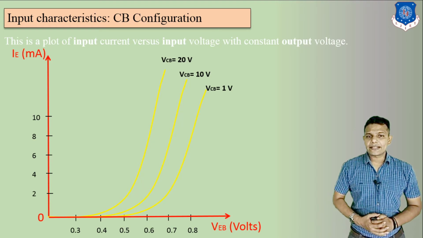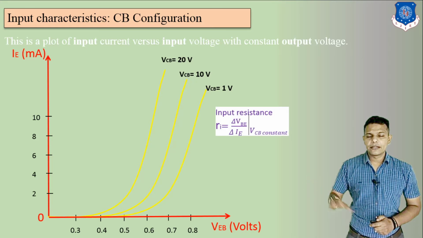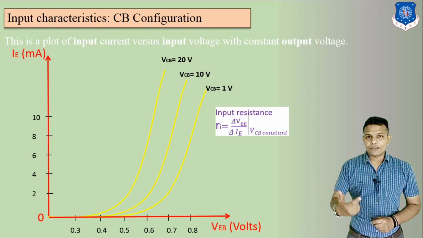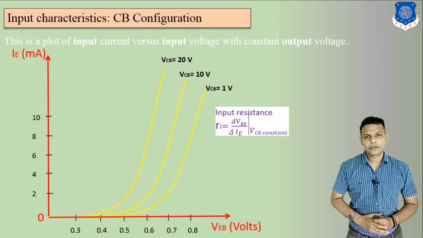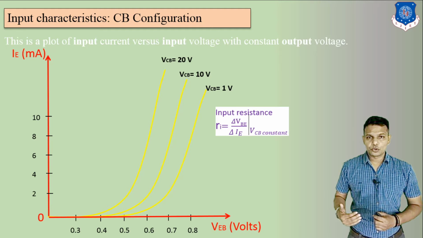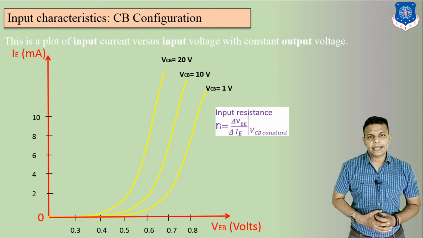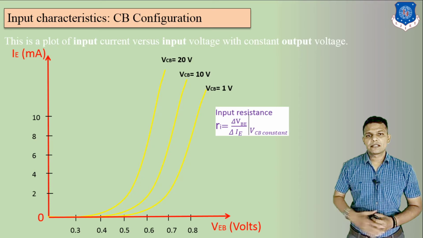Now what does this indicate? Here we can see this is Ri, which is the input resistance, equal to delta VBE upon delta IE at constant VCB. Here R basically means resistance. Resistance is the ratio of voltage to current. So delta VBE upon delta IE, from these values we will get the input resistance of this characteristic.